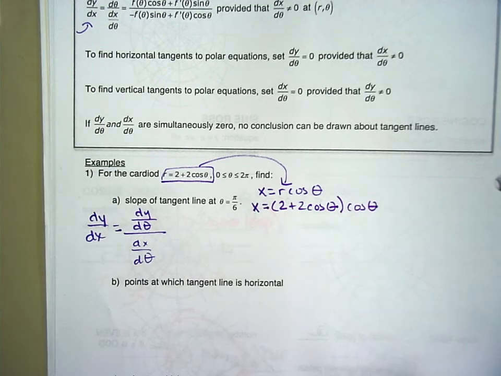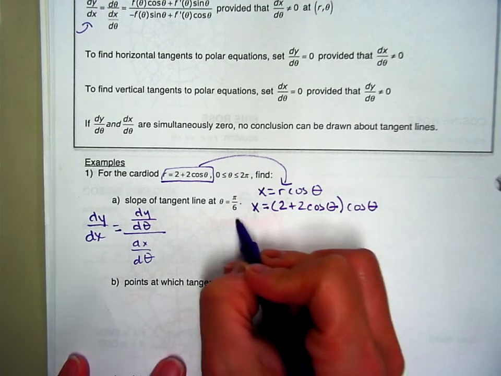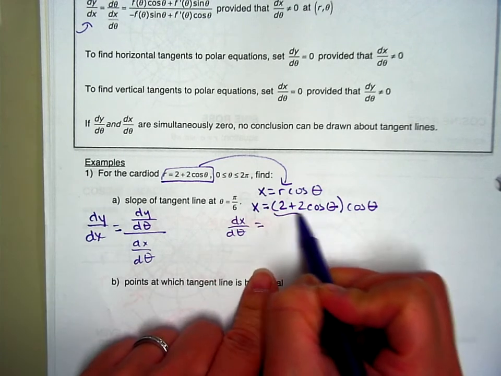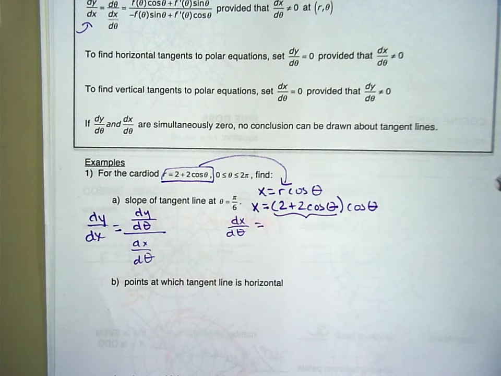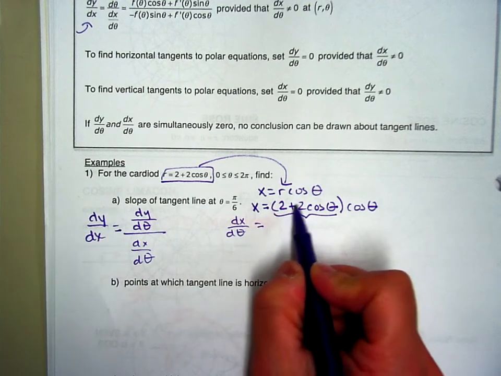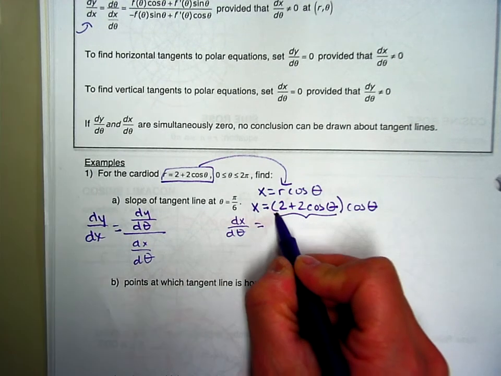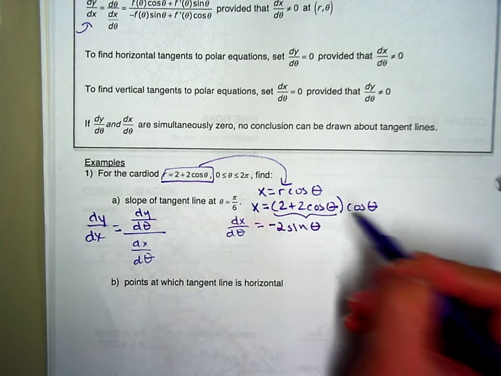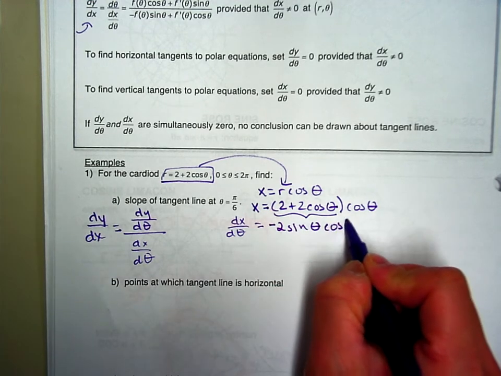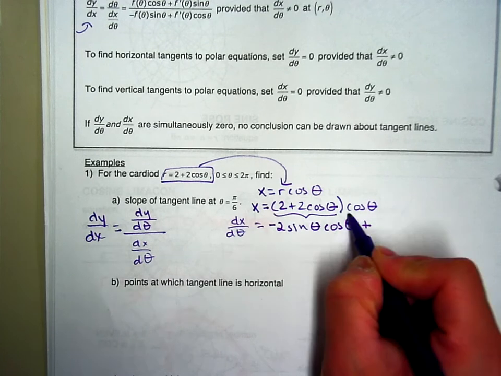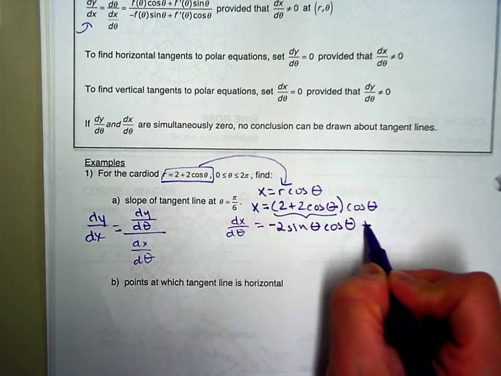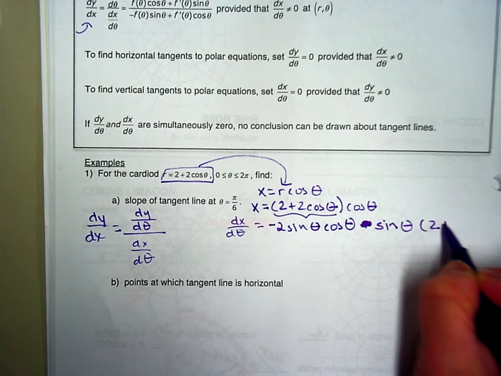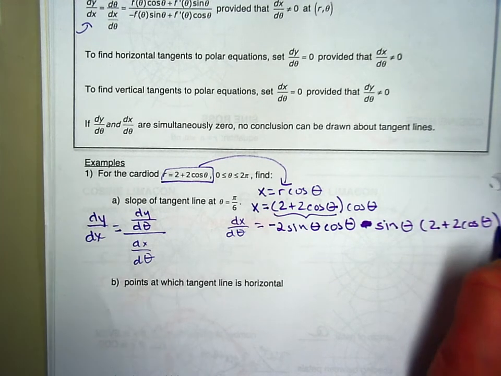Now I'm going to take the derivative of this. So dx/d theta is going to be, you can either leave it like this and do the product rule, or multiply it out. I'm going to leave it like this. The derivative of the first is going to be negative 2 sine of theta times the second, plus the derivative of the second, which is negative sine of theta. So I'm going to change that to a minus times the first. So there's my dx/d theta.